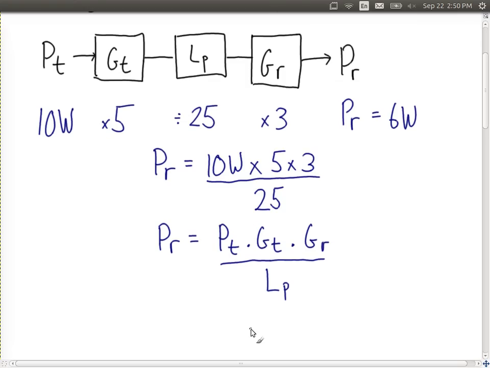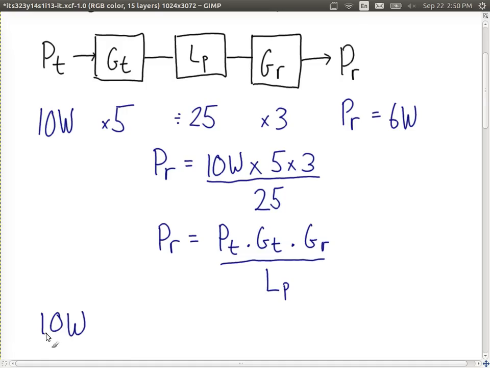Another example. Let's say we have, keep the numbers simple, that we know the transmit power is 10 watts. We know the gain of the transmit antenna is a factor of 8. We don't know the path loss. We know we have a gain at the receive antenna of a factor of 2. And we know the receive power is 4 watts.